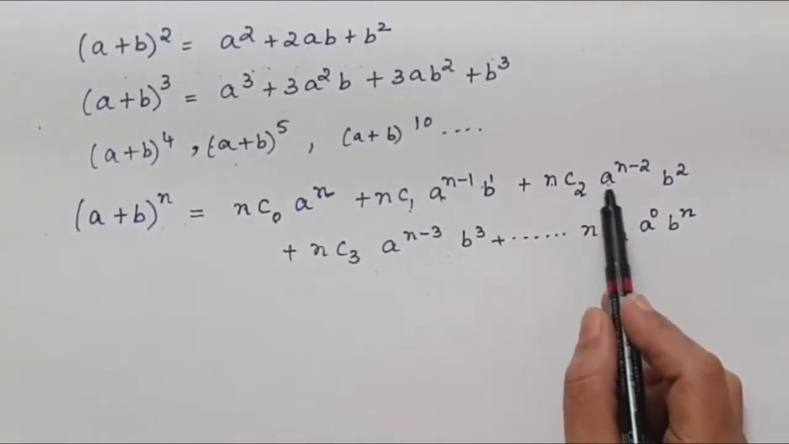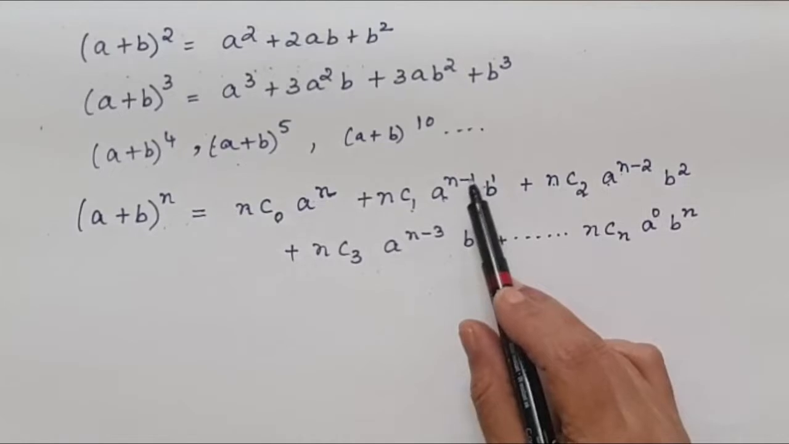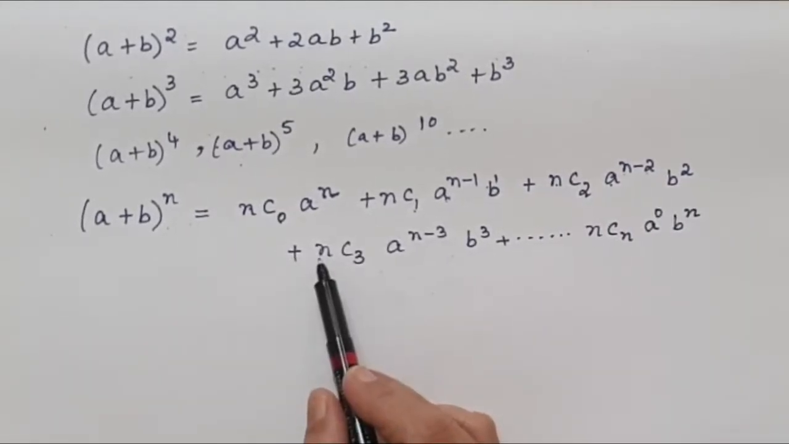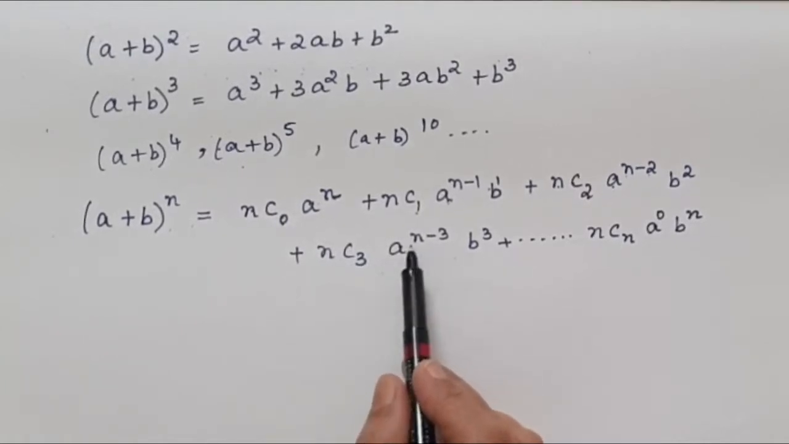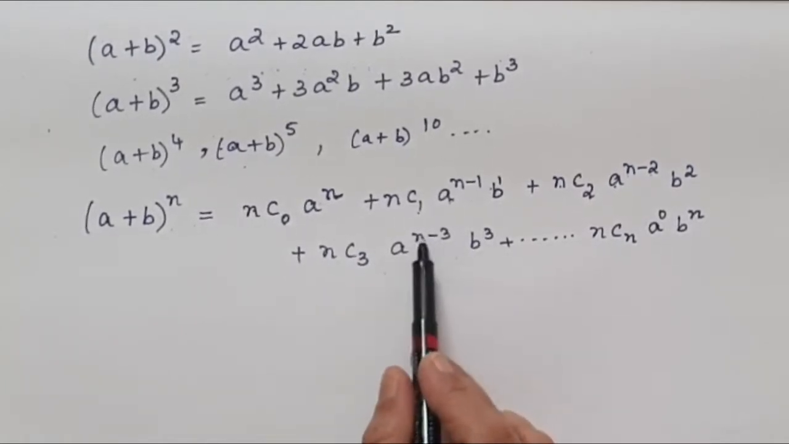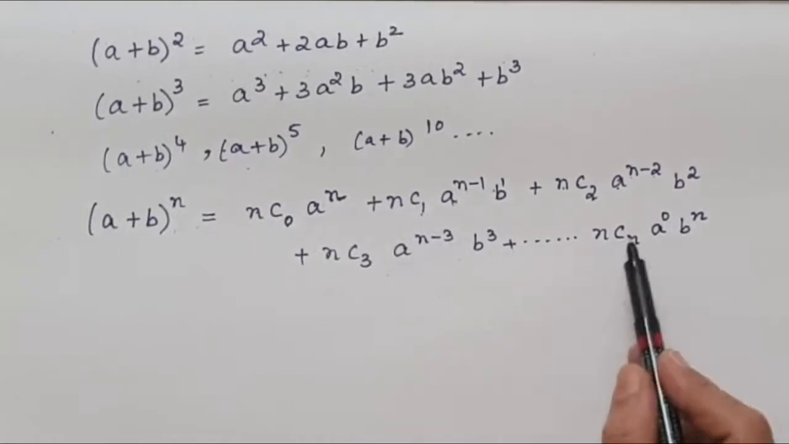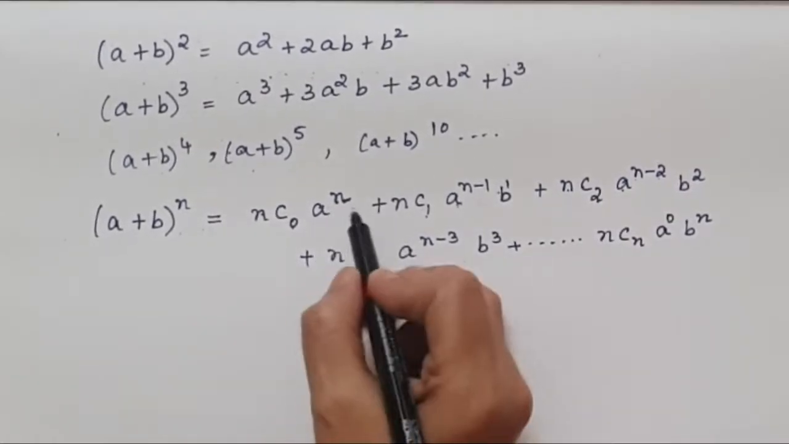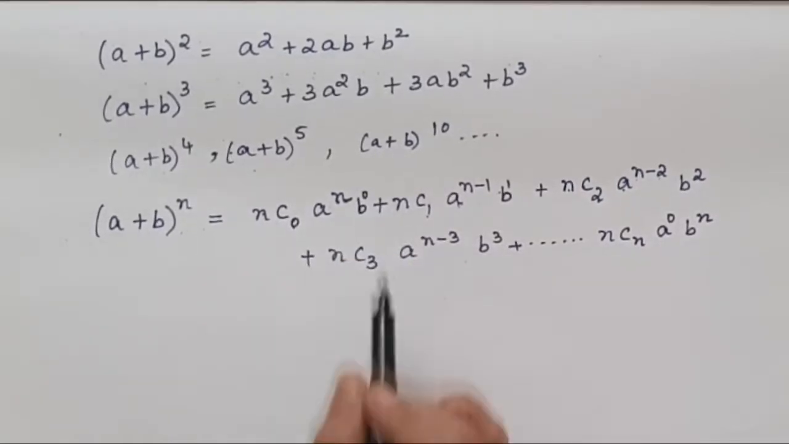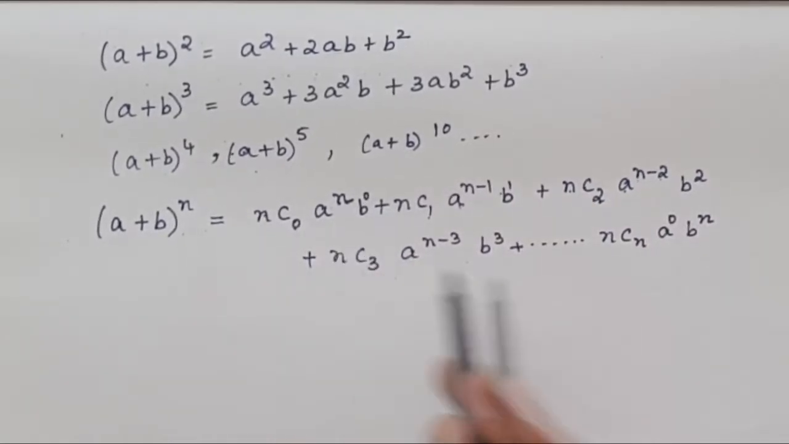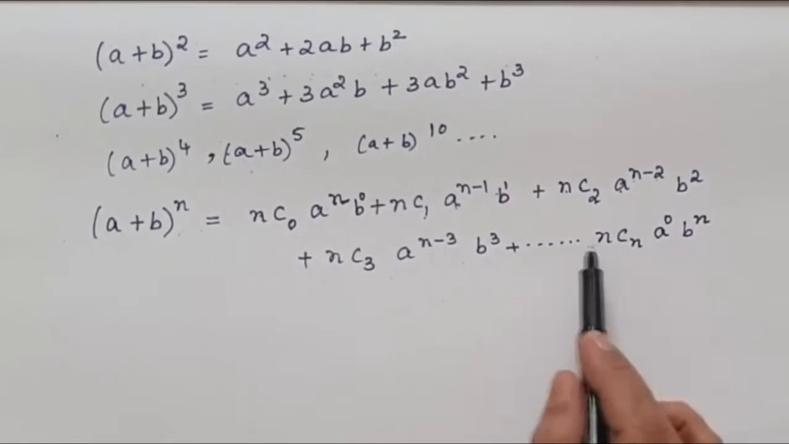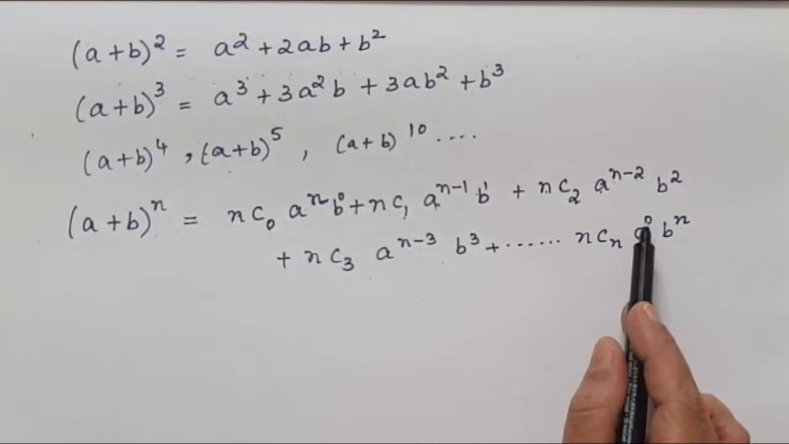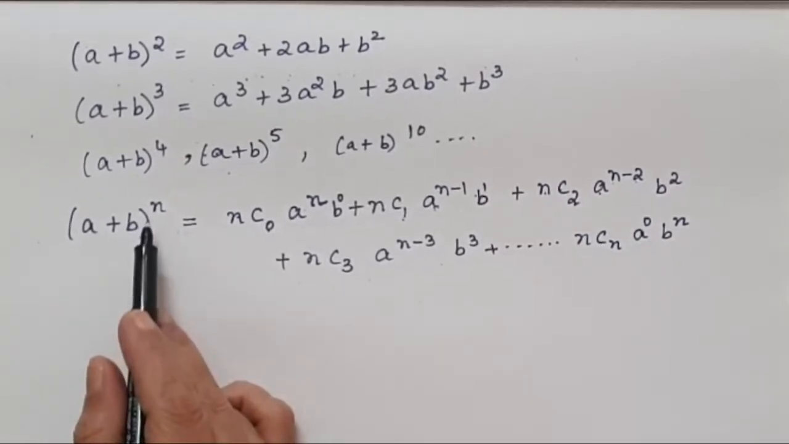Then nC2 aⁿ⁻² b². Here one more power has been reduced. Then the next one is nC3 aⁿ⁻³ b³. When we add these two powers, we get n. Here also nCn a⁰: any number raised to the power of 0 is 1. In the same way, here a is to the power of 0 and b is to the power of n, so when we add 0 and n, it comes to n only.